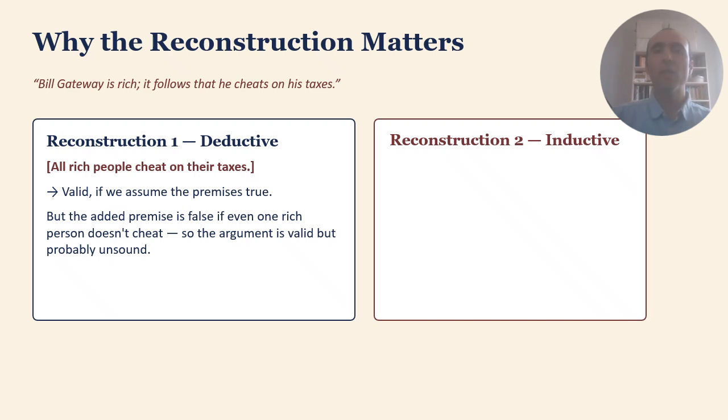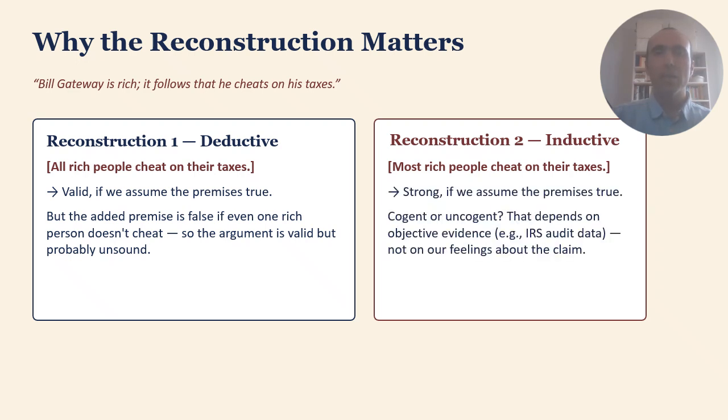A second way of reconstructing this argument is as an inductive argument. The missing premise will be: most rich people cheat on their taxes. This will be a strong argument if we assume the premises are true. Now, is it a cogent or uncogent argument? That depends on objective evidence, for example, IRS audit data, not on our feelings about the claim.